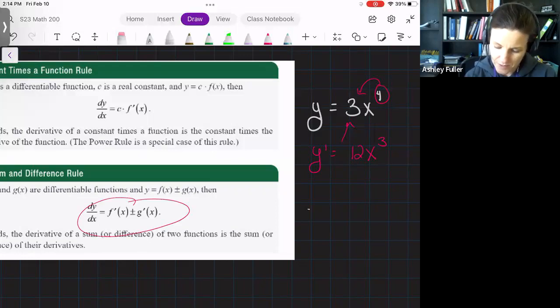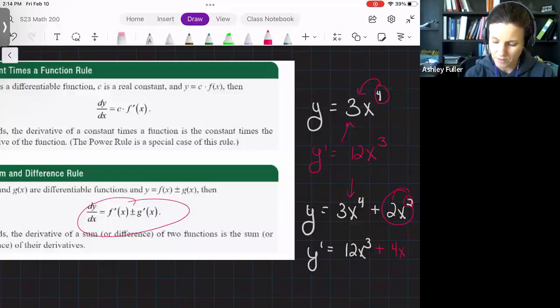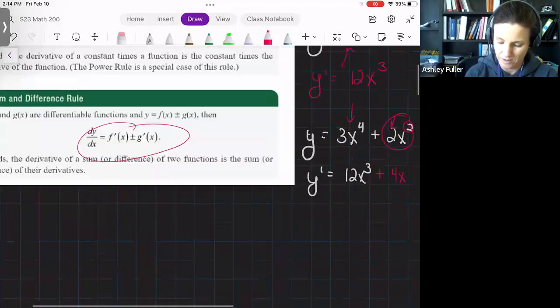For example, if we have y equals 3x to the fourth plus 2x squared, we've already taken the derivative of this above, so y prime is going to be 12x cubed, and then we'll take this derivative as well, and it will become plus 4x when we multiply this and then subtract 1 from the exponent.